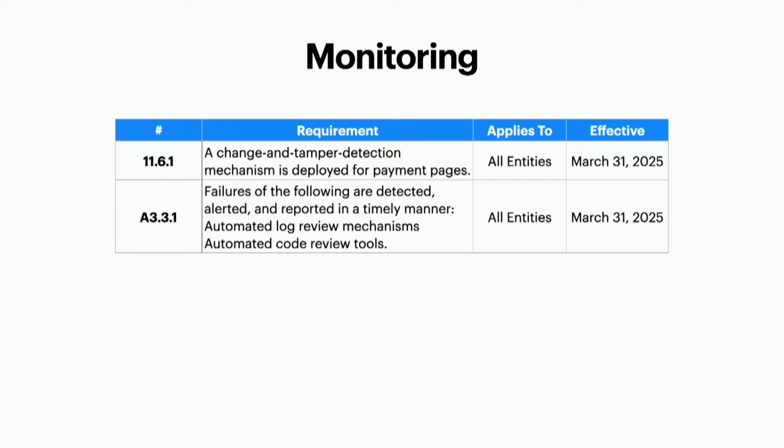And then failures, a couple of additions: automated log review mechanisms have to alert on the failure of those, and code review tools have to alert on failure as well. So if you have a DevSecOps pipeline that's running to look at third-party packages and static code analysis, if that fails, you need to be alerted that it has failed.